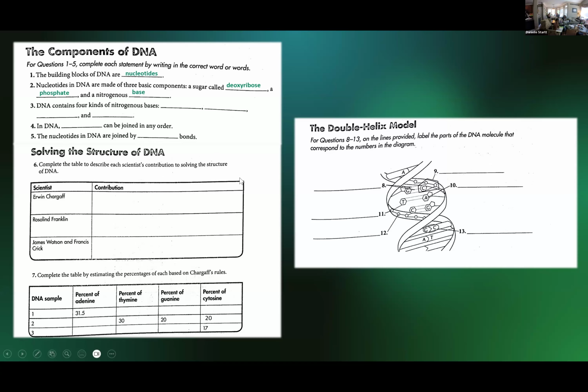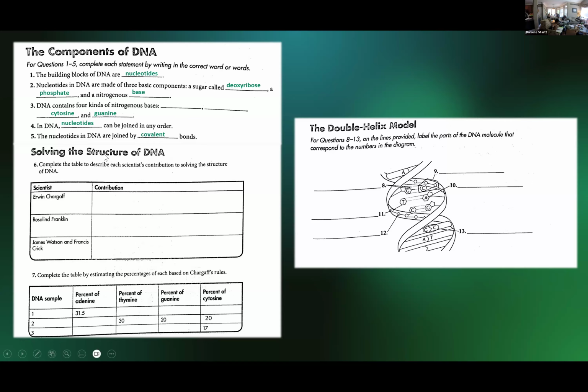DNA contains four kinds of nitrogenous bases. Everybody say them together. What are they? Yes, adenine, thymine. Look at those. They didn't copy over. They'll show up at some point. In DNA, what is joined in any order? What can be joined? What you got, Eunice? The nucleotides. They can go in any order. That's what gives you your different combinations of genetic information, right? Nucleotides in DNA are joined by what kind of bonds, Caitlin? Covalent. Yeah, very good.